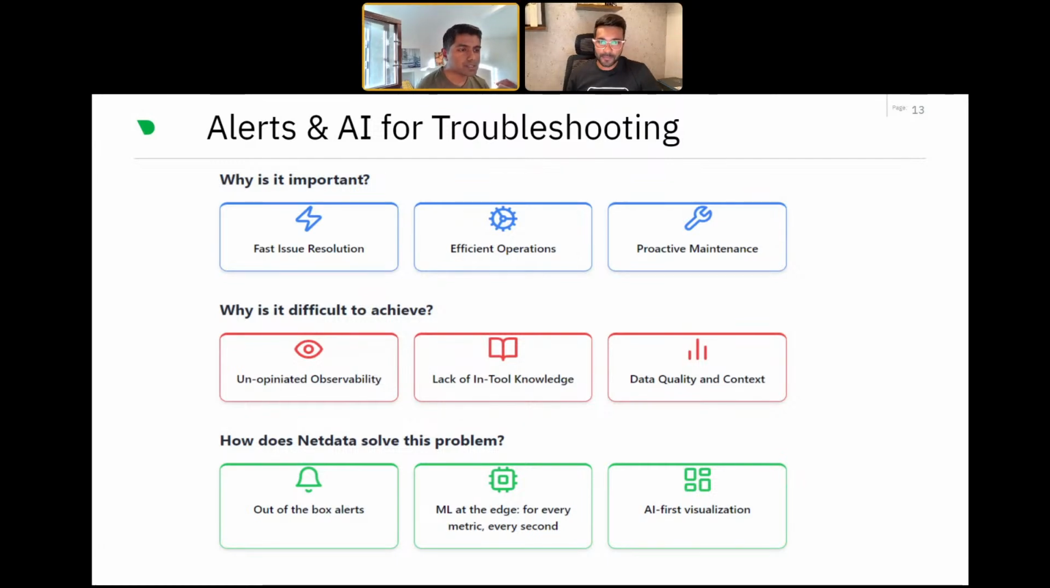So Netdata tries to solve this problem through different means. We have different troubleshooting tools. We have hundreds of alerts that we've already built into the product.